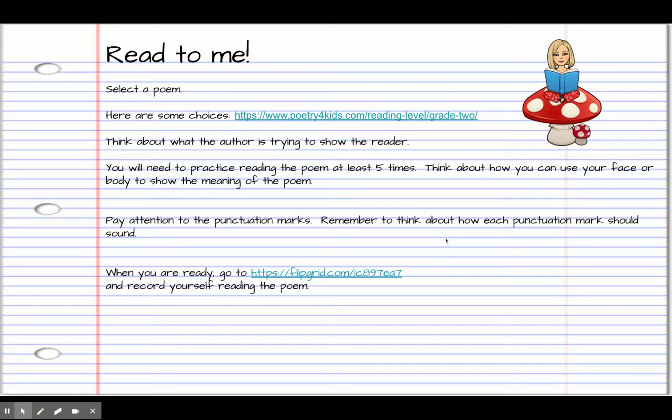Now be sure and pay attention to those punctuation marks. That was one of our success criteria, right? We want to remember to think about how each punctuation mark should sound.